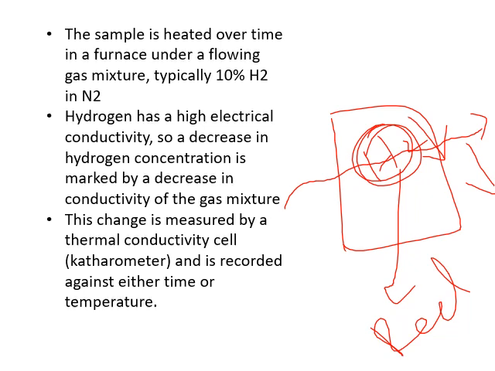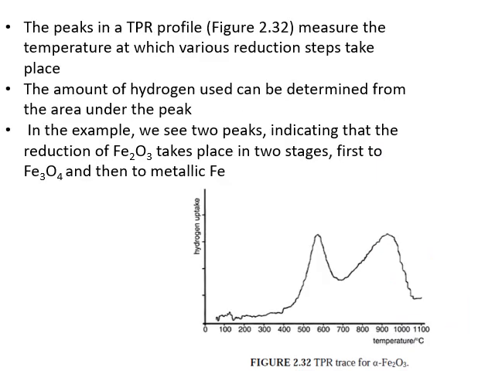The decrease in electrical conductivity is recorded against time, or it is recorded against temperature. With time passage, we observe how much decrease in electrical conductivity occurs. These are the peaks which are obtained in TPR. The peaks in the TPR profile, shown here in this figure, measure the temperature at which various reduction steps take place.